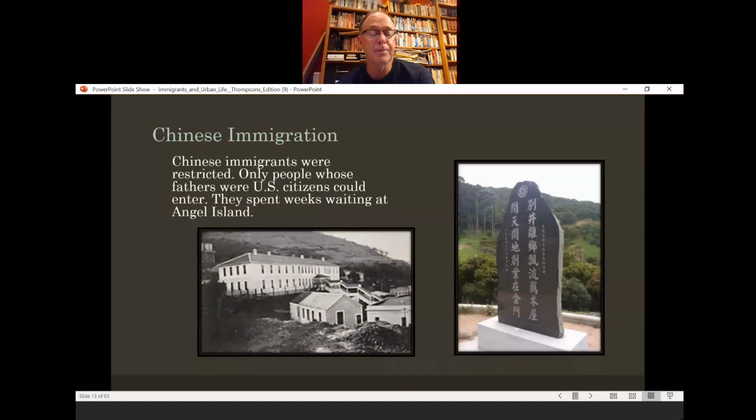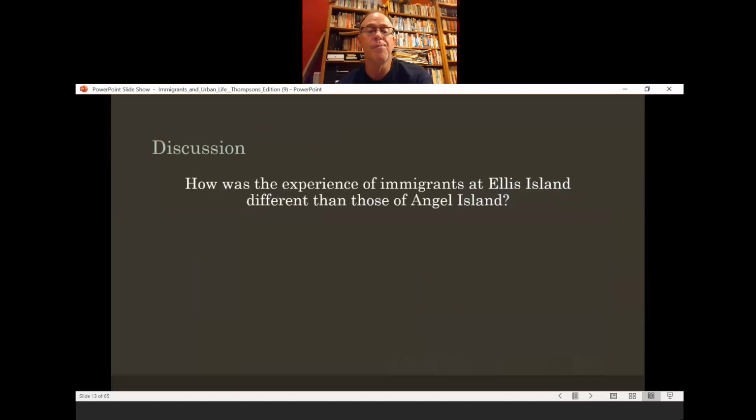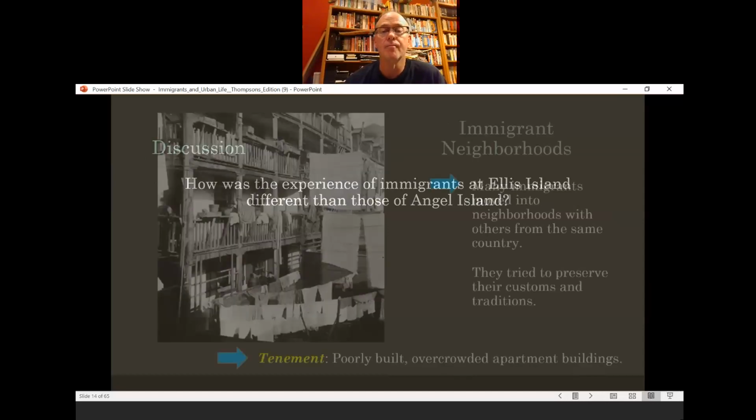A picture of the processing center on Angel Island, and I do not know what's on the monument there to the right. It's interesting though. So, how were the experiences different at the two? I just quickly let you in on that when I was talking about the racist tendencies and the big long lag time. So the immigrants at Ellis Island were much more successful. It was much quicker and a much more positive experience by far.